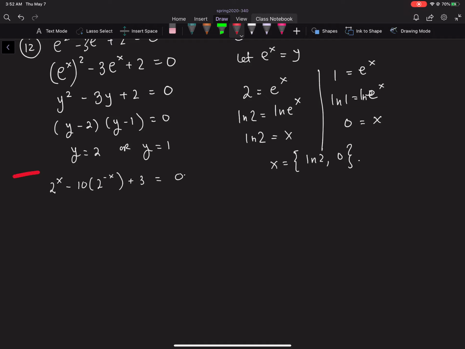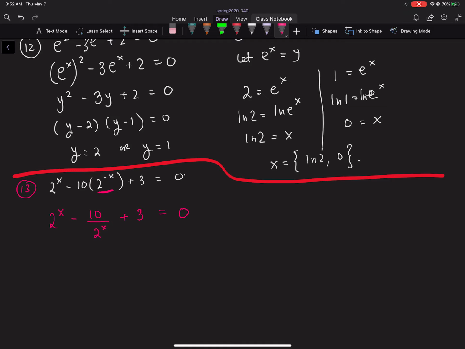So the last one, let me divide this way so it doesn't confuse anybody. So this is question number 13. Again, if we look at this expression over here, things almost look like I could use base 2, but I have a problem: the second expression is 2 to the negative x. So they're not exactly the same, but I can rewrite that as 2 to the x minus 10 over 2 to the x plus 3 is equal to 0.